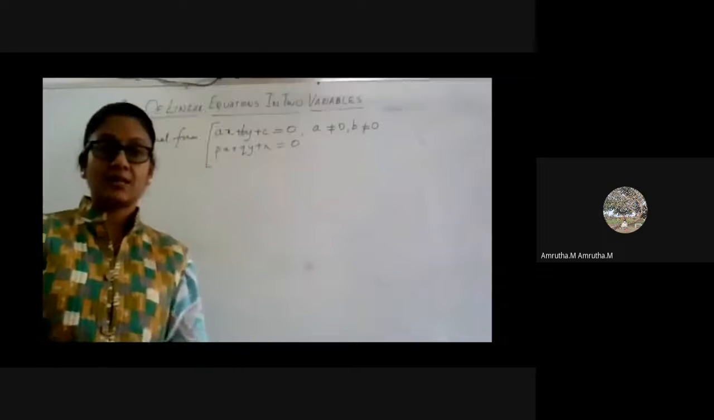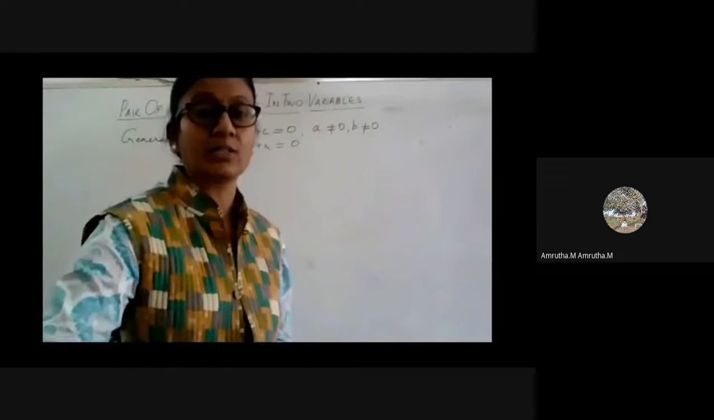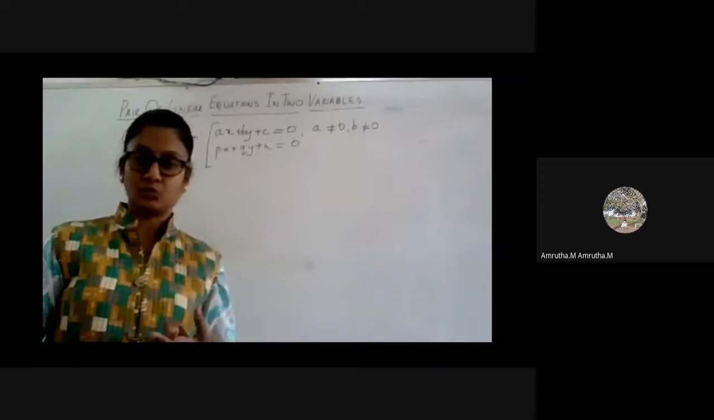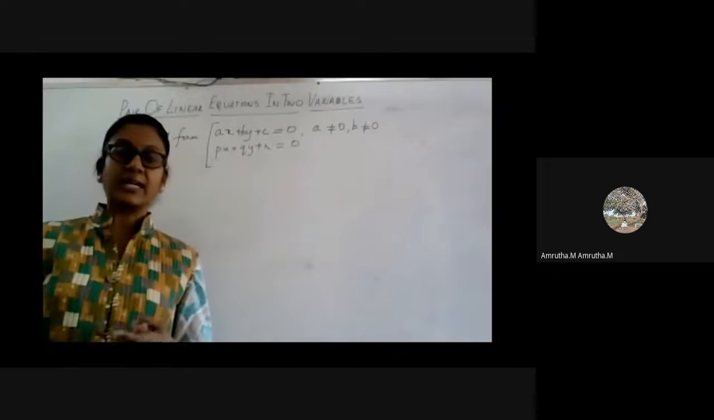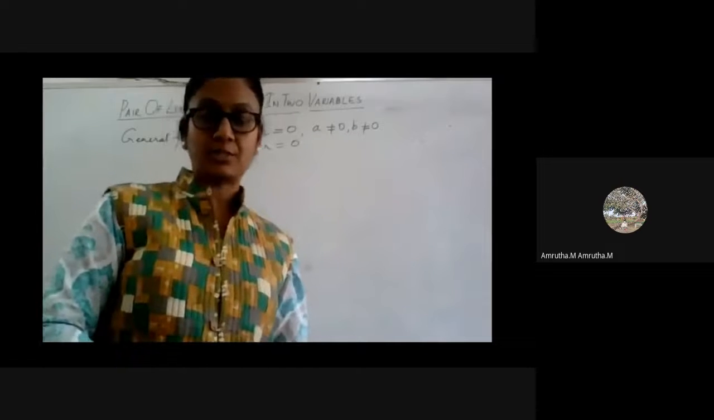So there are three conditions which can arise. When you graph two equations in two variables, there are three ways in which you can look at the solution. First, there will be an intersection between the two straight lines. That intersection point will become the solution for both the equations.